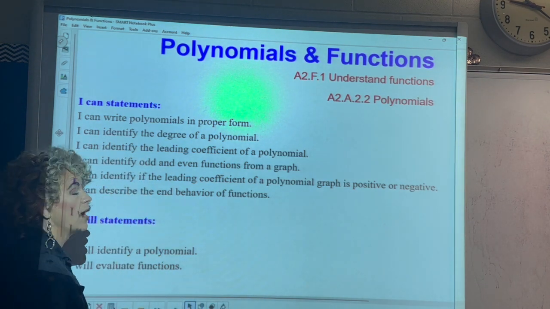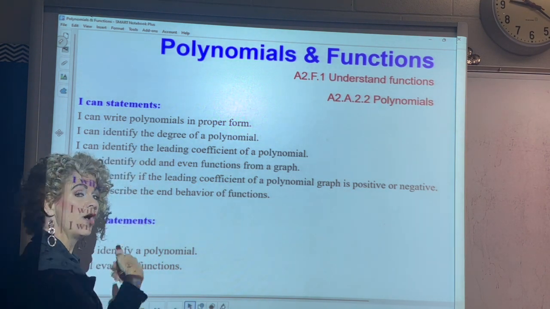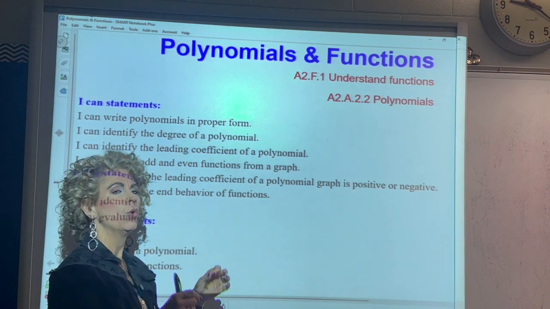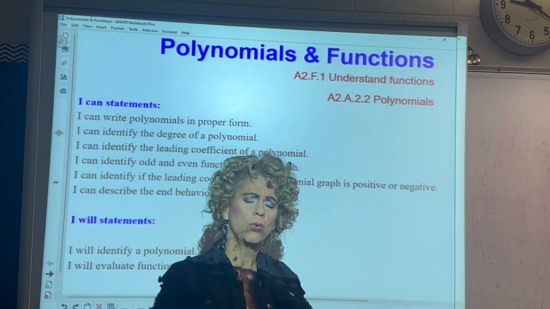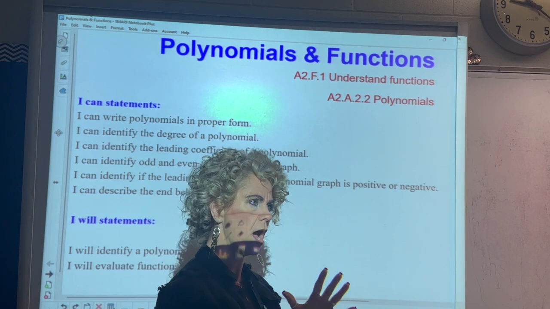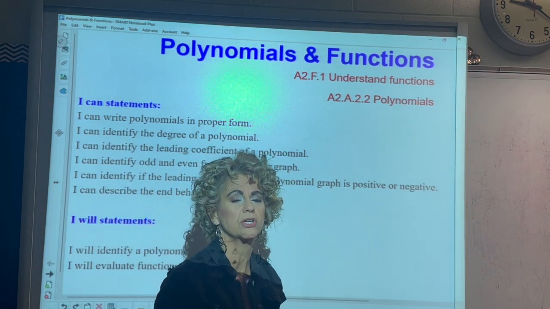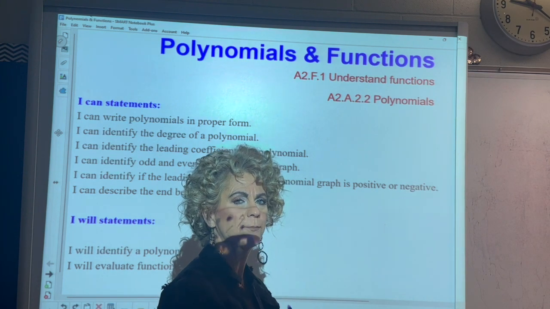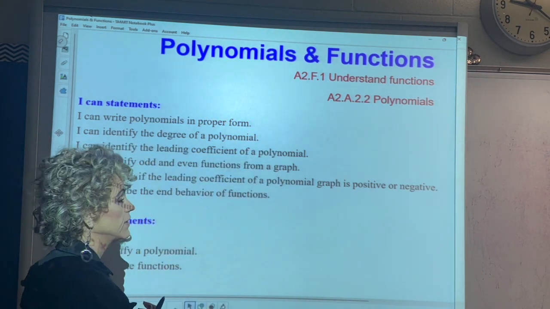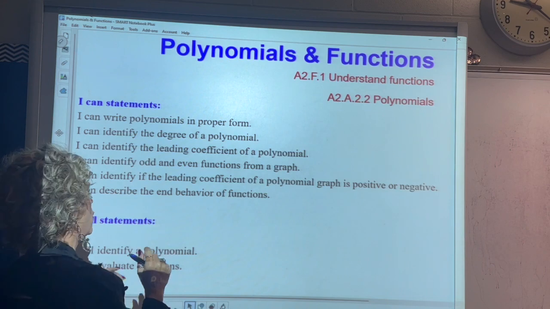I can identify odd and even functions from a graph. And remember, we're looking at the end behavior. If both of them go the same direction, it does not matter which direction, if both ends go the same direction, we have an even function. If the ends go in separate directions, you have an odd function. Each time, every time, all the time.